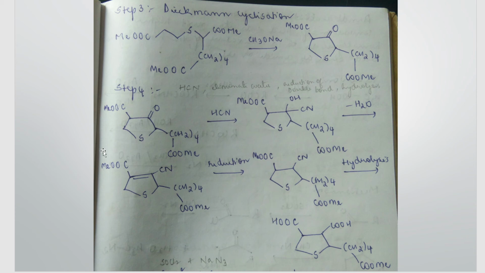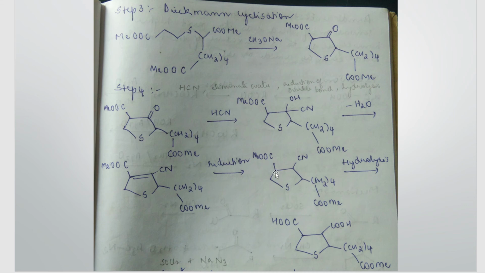So there are multiple steps taking place in step number 4. One is you're treating with hydrogen cyanide, which will lead to conversion of C double bond O into C-OH and C-CN. Then you're eliminating water, so one OH will go from here, one hydrogen will go from here, so there is a double bond formation between these two carbon atoms. Now in order to remove that double bond, you will add hydrogen. That is nothing but reduction, so that double bond will go off.